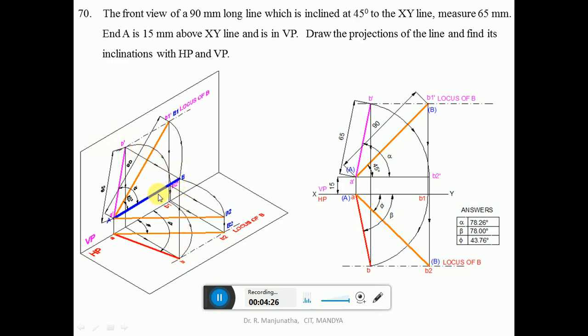Both will meet at this point. So this will become capital B. So this is the line which will be in space. So this is capital AB.